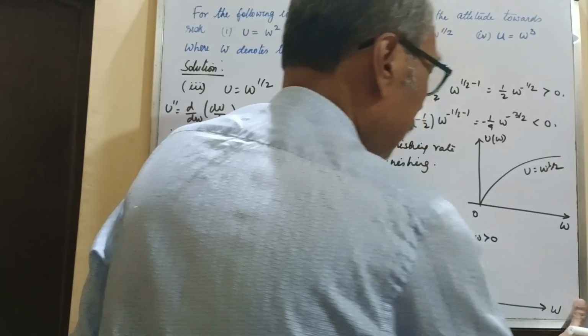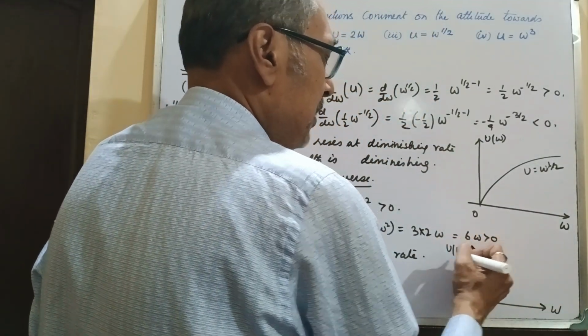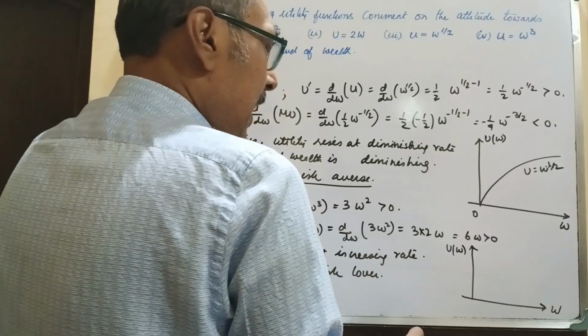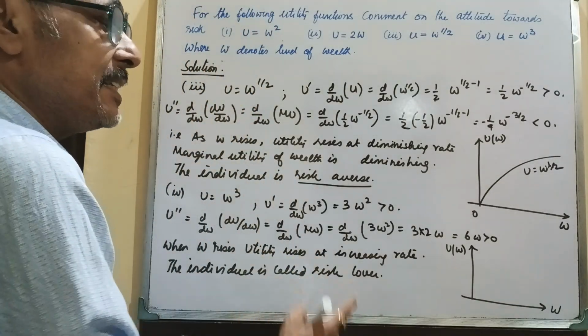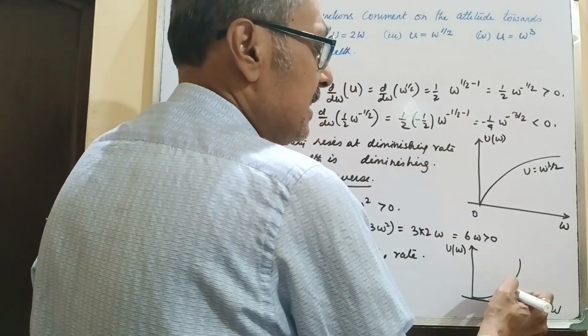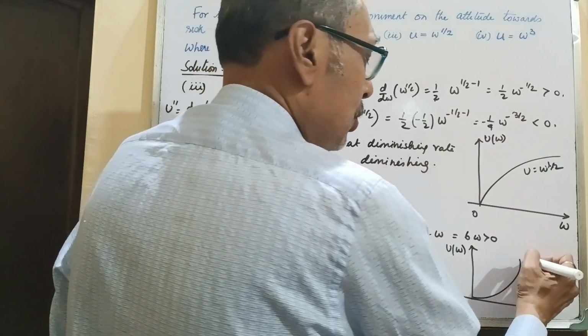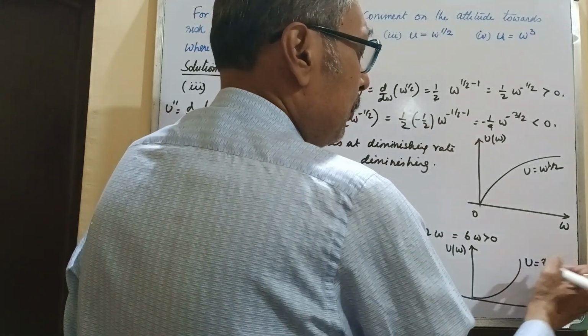The graph will be like this. Here on the horizontal axis we are measuring w, on the vertical axis we are measuring u of w, and as w increases, utility increases at an increasing rate. Therefore, the curve will be like this. It is convex from below. u equals w cube.